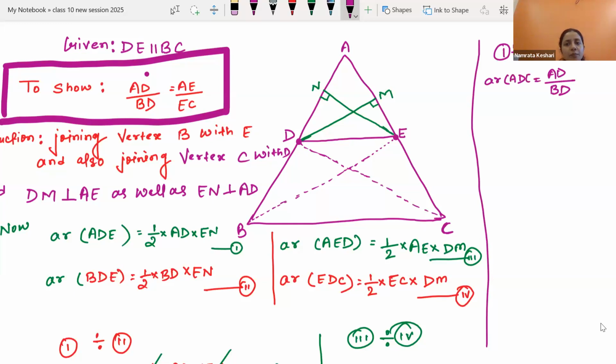Why AD by BD? Because of the proof part. Accordingly, we have found the areas and all. So now we need to do the division. Why? Because we want the ratio. Yes or no? Is it clear, Afrin, Sana, Ryan? Yes, ma'am. Okay, we have arranged it accordingly.